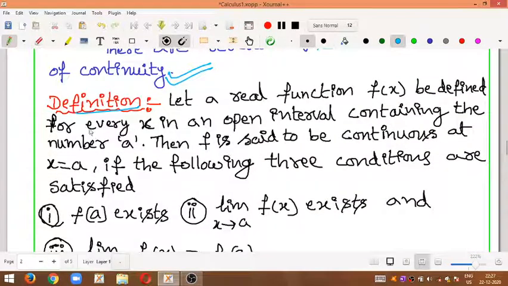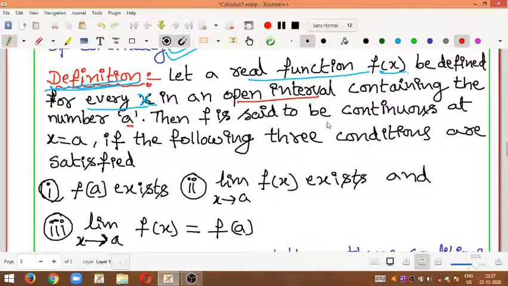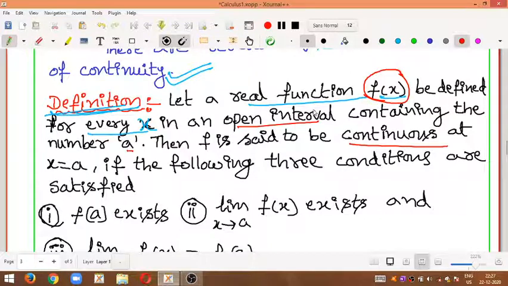Now, mathematically, how do you say continuity? Mathematical definition, this one. Let a real function f of x be defined for every x in an open interval containing the number a, then f is said to be continuous at a. So when you say that this function f of x is continuous in the open interval I at a point a, some conditions we should follow.